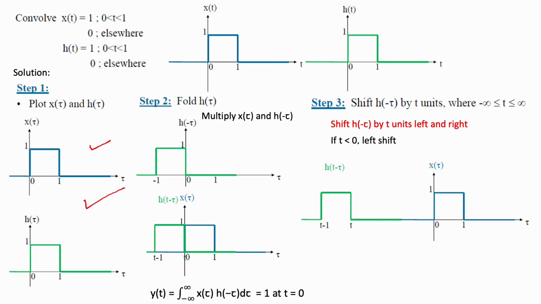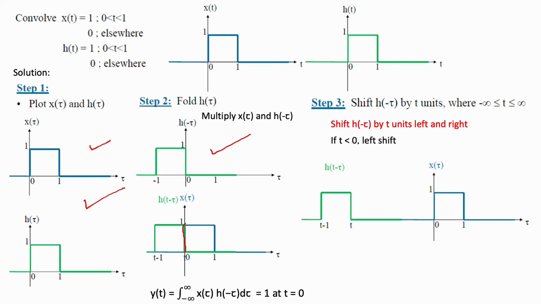The second step, what we have to do? Fold h of tau. So this is h of tau. Fold it. Folding is nothing but time reversal, so as a mirror image, you will get this one. The next one, product h of minus tau with x of tau. If you multiply these two at t equal to 0, you will get the amplitude is 1. This is the portion, so that can be written here at t equal to 0. So the step 2 part is over.